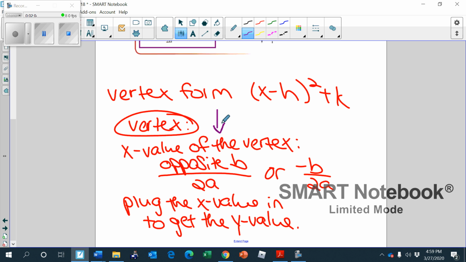To find the x value of the vertex in standard form, you do the opposite of b over 2a. That's why knowing a, b, and c is really important. You can think about it as the opposite of whatever b is. So if it's a negative 2, it's really going to be a positive 2 over 2a. Or you could look at it as a negative b over 2a. It's the same thing. After you get the x value, remember that it is just the x value, so you're going to plug that number into the original equation to get the y value. Okay, so let's give it a try.